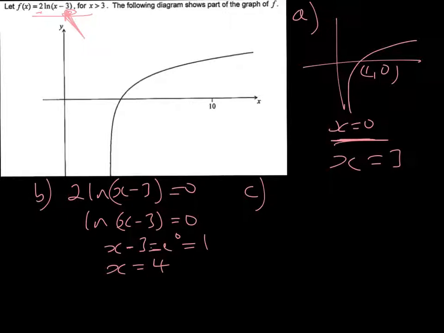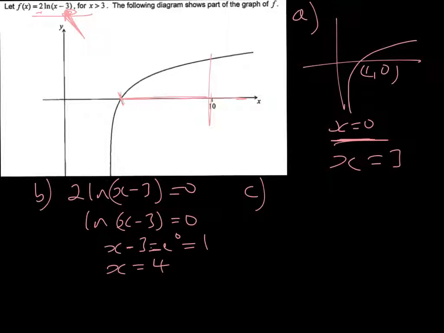In part C, we are asked to find the region enclosed by the graph of f, the x-axis, which is here, and the line x equals 10. And it is rotated 360 degrees about the x-axis. So find the volume of the solid formed. It should be fairly straightforward to recognize that this is a question about volume of revolution.